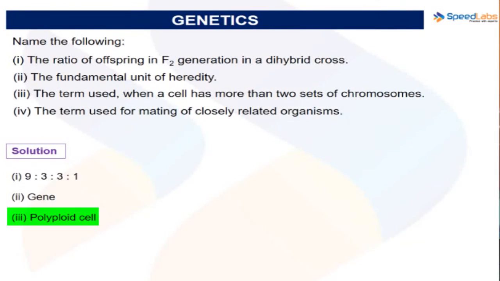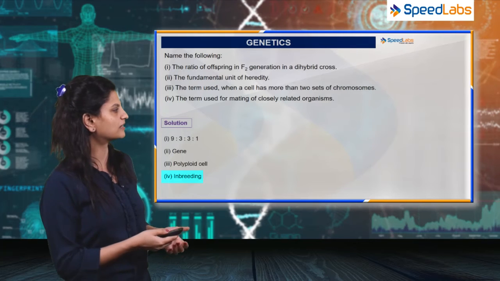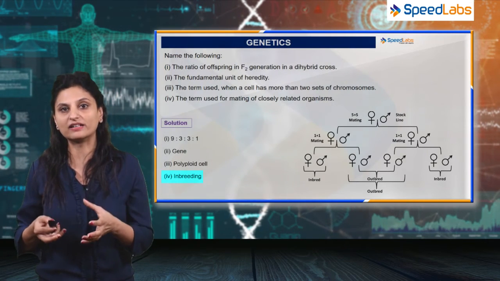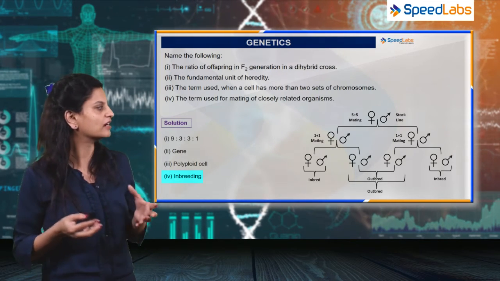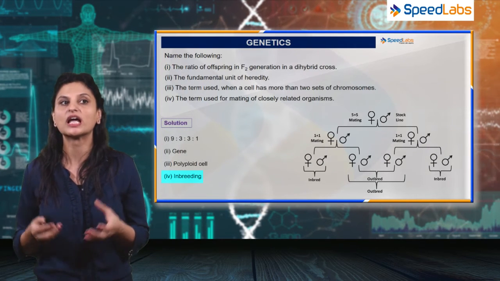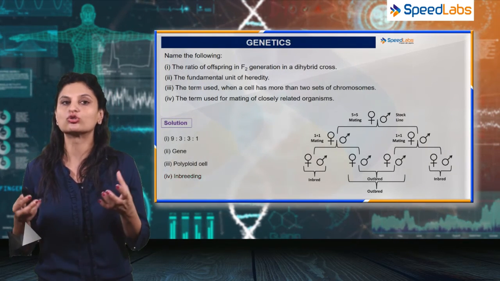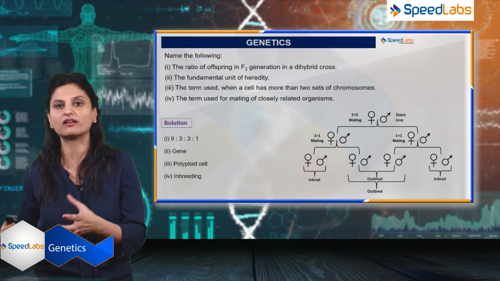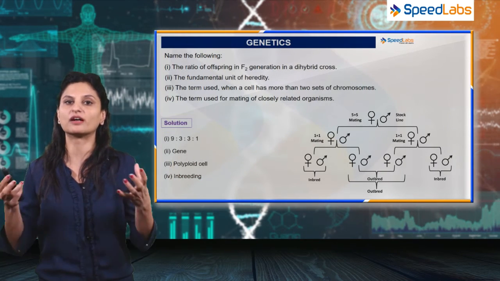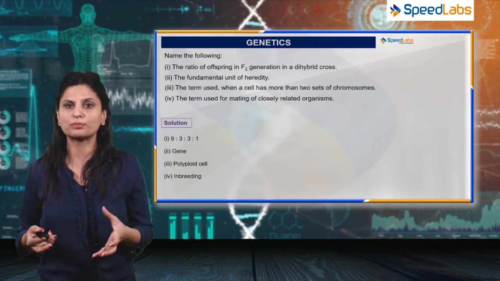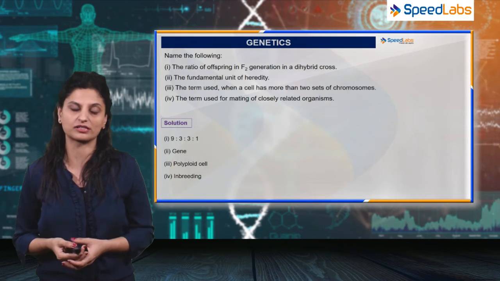Next, the term used for mating of closely related individuals. This means that when organisms or animals or plants of the same breed are involved in mating, this phenomenon is known as inbreeding. Now, what is the purpose of inbreeding? Inbreeding is basically done to incorporate the superior characteristics. So superior male and superior female are selected and then they are mated, of the same species obviously, so that the resultant progeny has got all the superior characteristics.